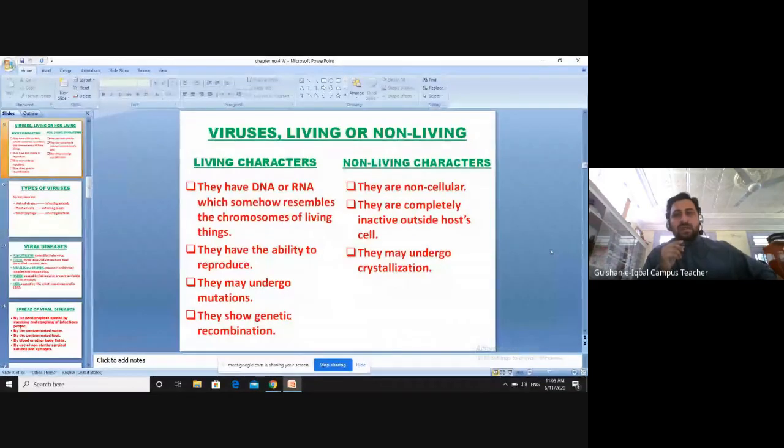Number two, they are completely inactive outside the host cell. When they are not present inside the host cell, they are present outside, so they are completely inactive like dead organisms. So again, we can say that they are non-living.